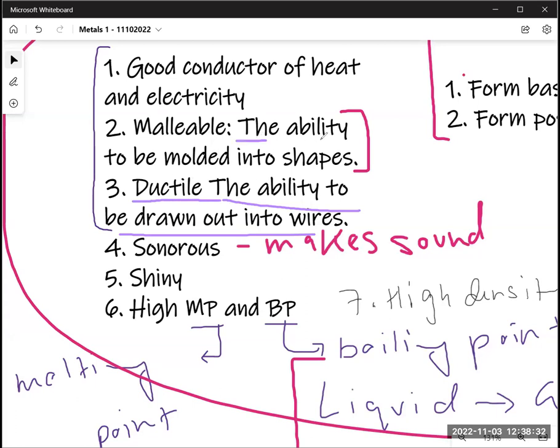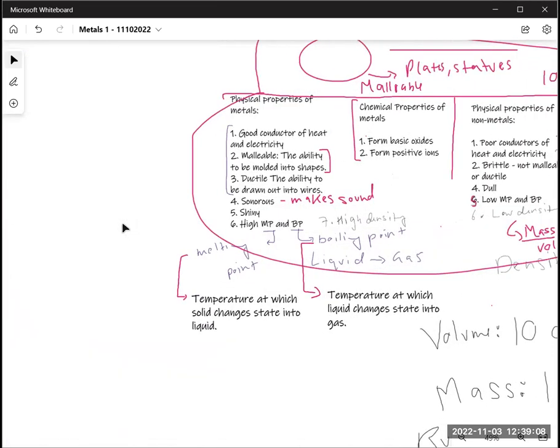Now, what is the meaning of malleable, Neha? Read it out loud. The ability to be molded into shapes, like a statue. Yeah, exactly. So if you can make a statue out of it, it's a metal. If you can't make a statue, it's going to be a non-metal. But that's quite a difficult way of judging if it's a metal.